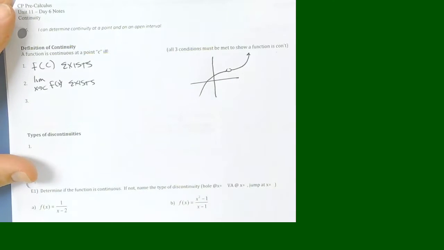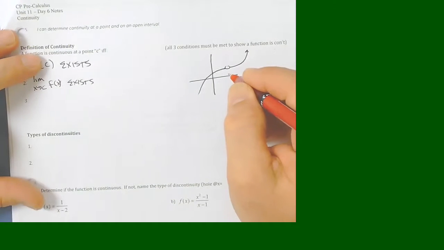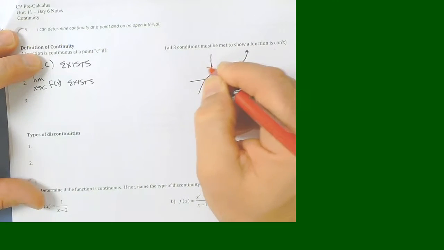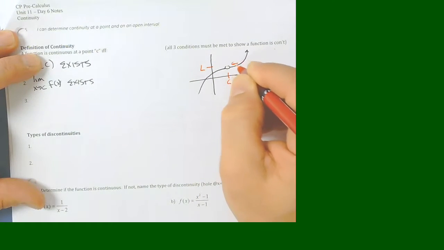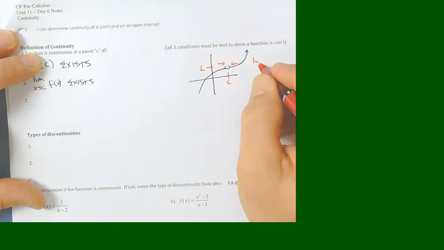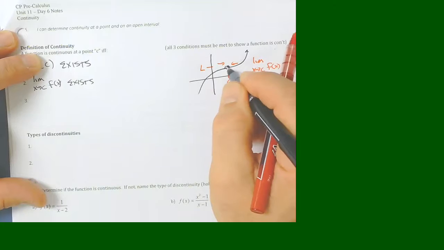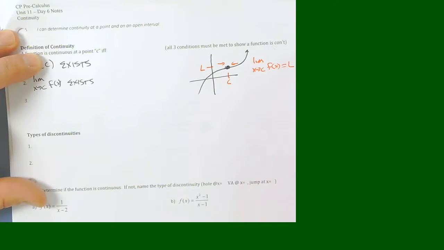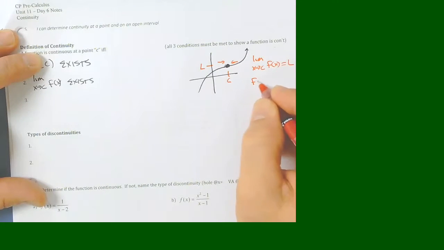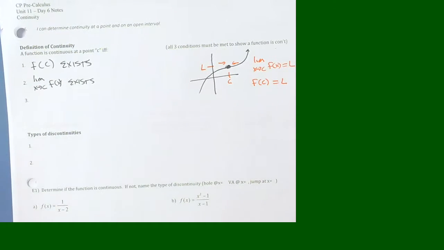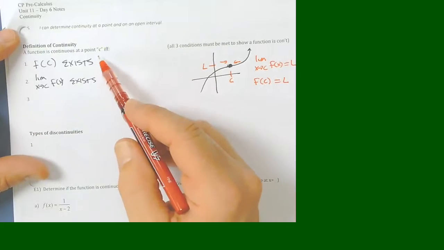If we look at c, if we look at it from the left and from the right, the limit as x approaches c of f of x is out. If I now define that point and I say that f of c is out, they both exist. The limit exists, f of c exists.